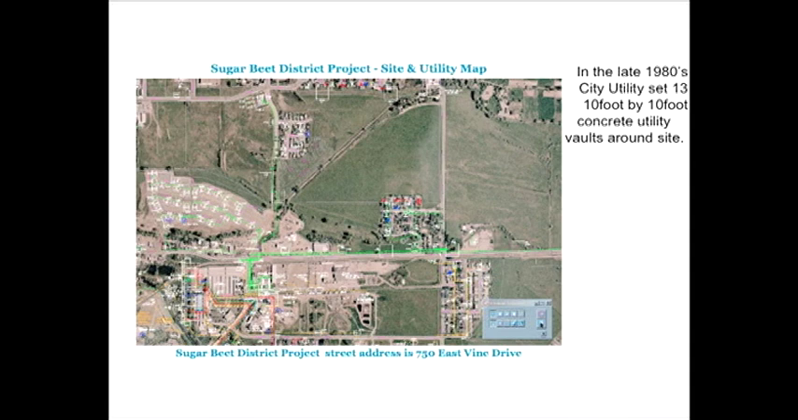It has infrastructure. If you look at those little white boxes around there, that's 13 10 by 10 concrete vaults that the city put in in the 80s in an attempt to attract Budweiser to be downtown. Instead, they went out to the interstate and did it. But we have capacity for this site at an industrial level.